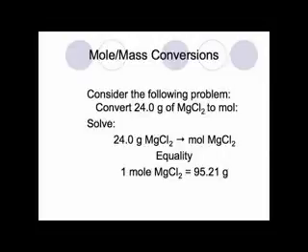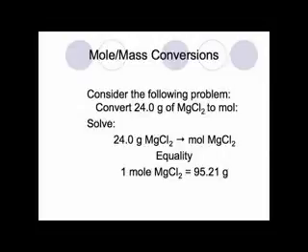The first thing I do to solve this is always write a little bit of a map. And here I have my map. I have 24 grams of magnesium chloride going to moles of magnesium chloride. If you've watched the unit conversions podcast, you know that this map tells me what my starting quantity is, and it tells me what my ending unit must be. And that's very important as we go to do this.